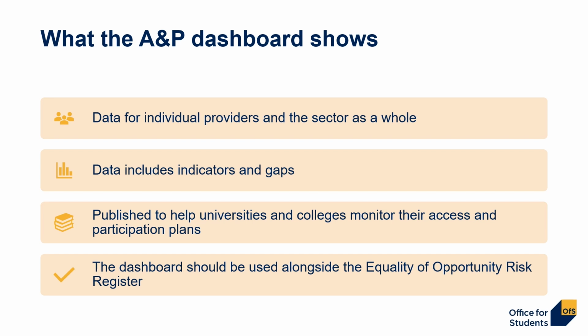We've published this data to help universities and colleges develop and monitor their access and participation plans. The dashboard presents data in a consistent and transparent way and makes it easy to compare different student groups and pinpoint specific areas where a university or college can make improvements. You should use the dashboard alongside the Equality of Opportunity Risk Register when developing a plan.